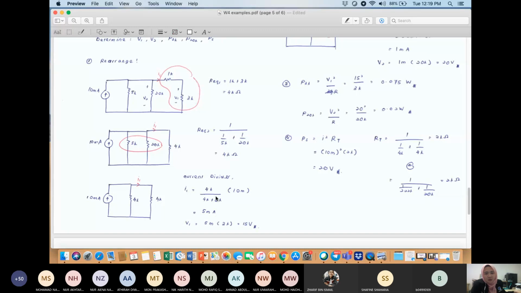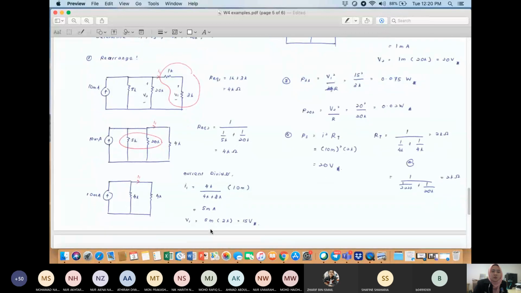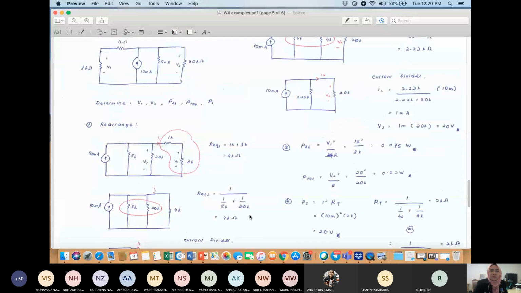Yes, this is actually 4K, not 8K. So 4K divided by 4K plus 4K, multiply with 10 milli, you will get 5 milliamp. Then you can calculate for V1. So V1 is I1 R. V1 is over here, so V1 is the V across 3 kilo ohm. So I1 multiply with 3 kilo ohm, you will get 15 volt.